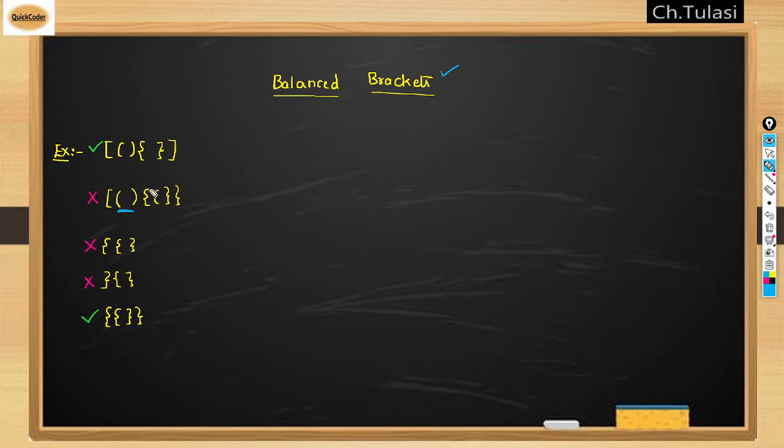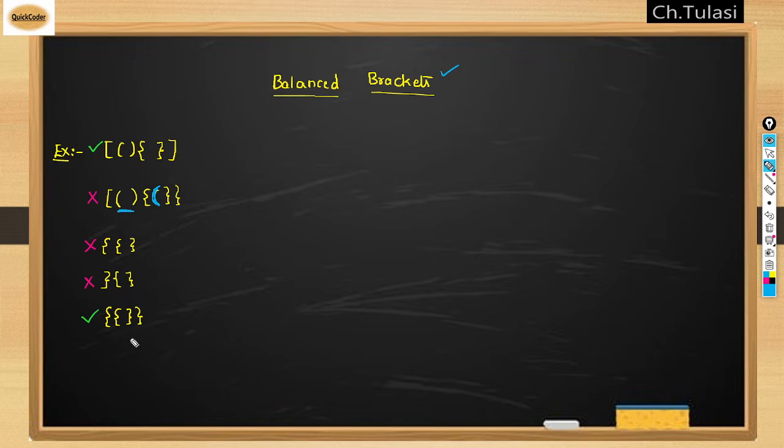But here, this is open curly braces, then open round braces, and close the curly braces. If we see, before closing this round bracket, the curly bracket has closed. So this is not the correct one. This is also not the correct one, because this is open brackets, then open and close, and this is close, open and close, and this is okay.